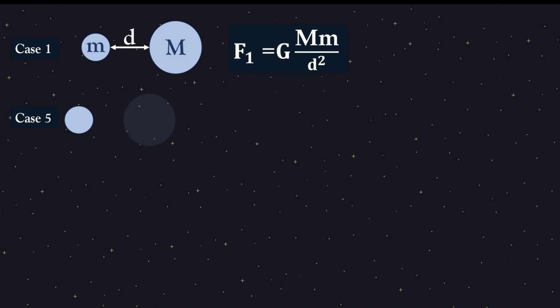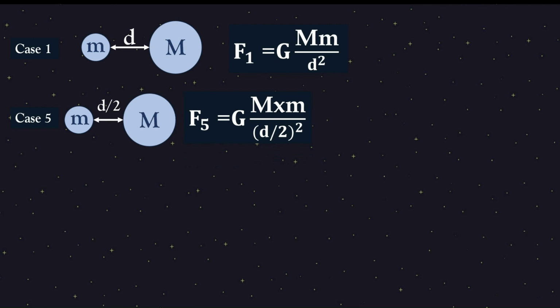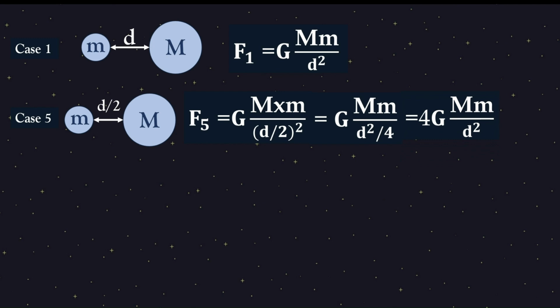Here I have taken the bodies with the same mass as in case 1, with small m and capital M as the masses, but I cut down the distance between the bodies to d by 2, which means comparing with case 1, the distance between the bodies is half of the first case. So the force of attraction between these two bodies is equal to G into Mm divided by (d by 2) the whole square, which is equal to G into Mm divided by d square by 4, which we can write as 4 into GMm divided by d square. So when we cut down the distance between the bodies by half, we can see that the force of attraction will become 4 times.